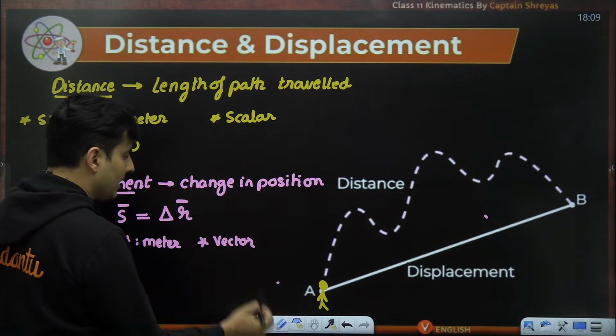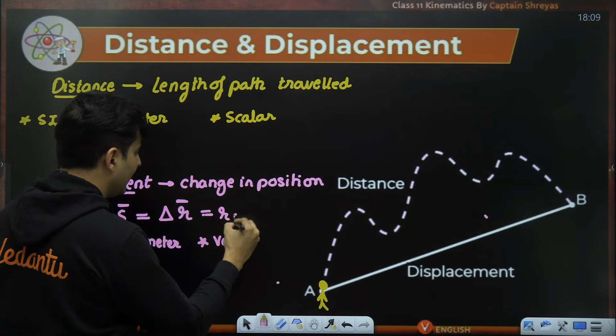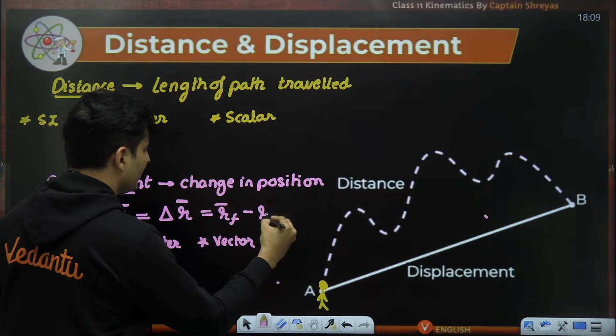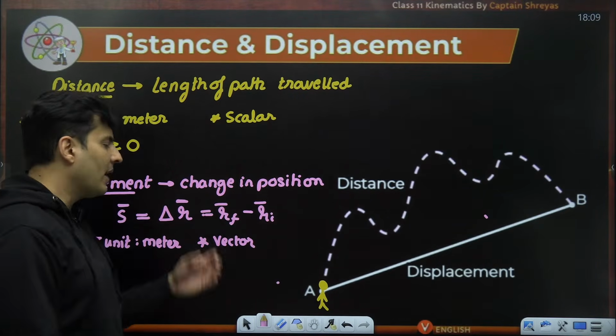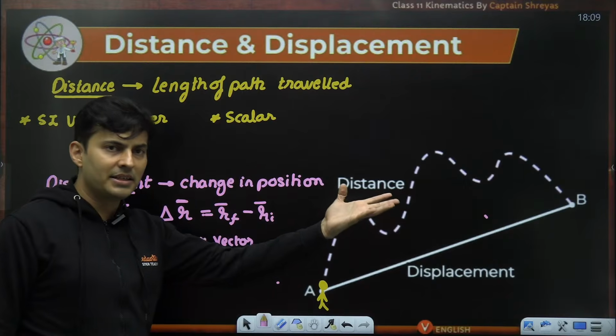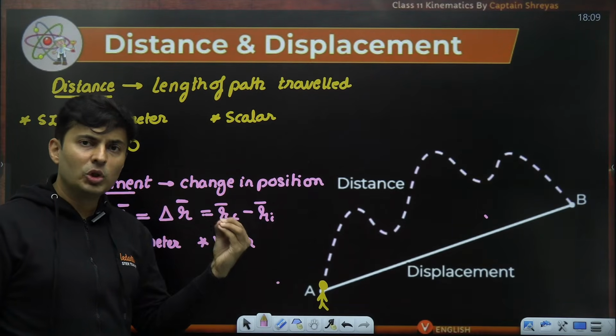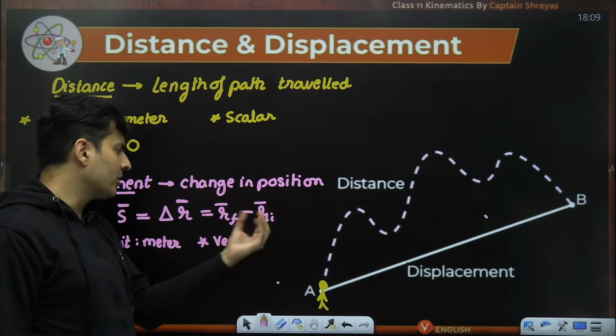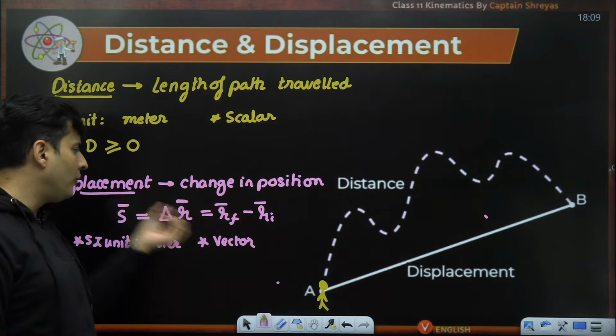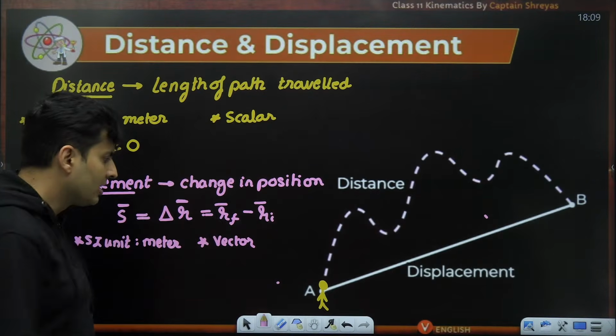As you can see, it is the change in position. That means the final position minus the initial position. If I was at 2 meters and went to 7 meters, 7 is the final and 2 is the initial. So 7 minus 2 is 5. So 5 meters will be my displacement.